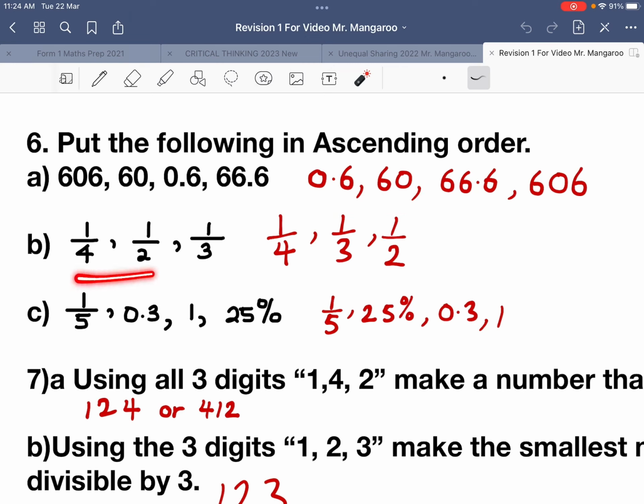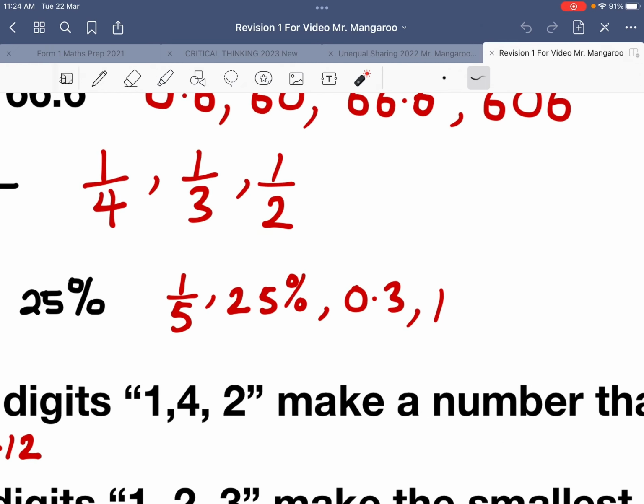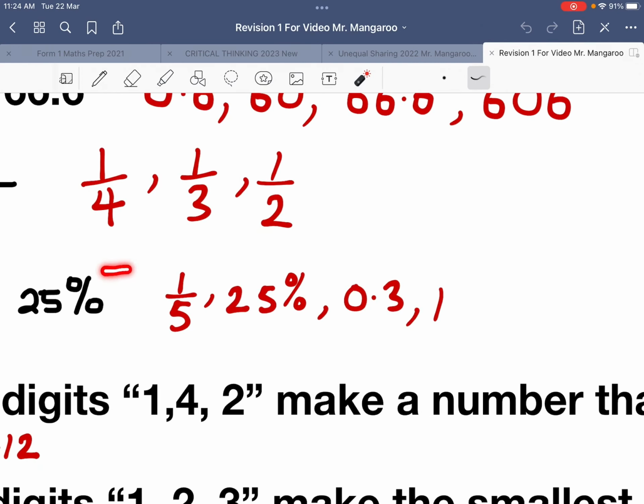B, we have fractions. What we can do is we can find the LCM. So the lowest common multiple of 4, 3, and 2. That will be 12. 4 can go into 12, 3 can go into 12, and 2 can go into 12. So we say 4 into 12 is 3. 1 times 3 is 3.